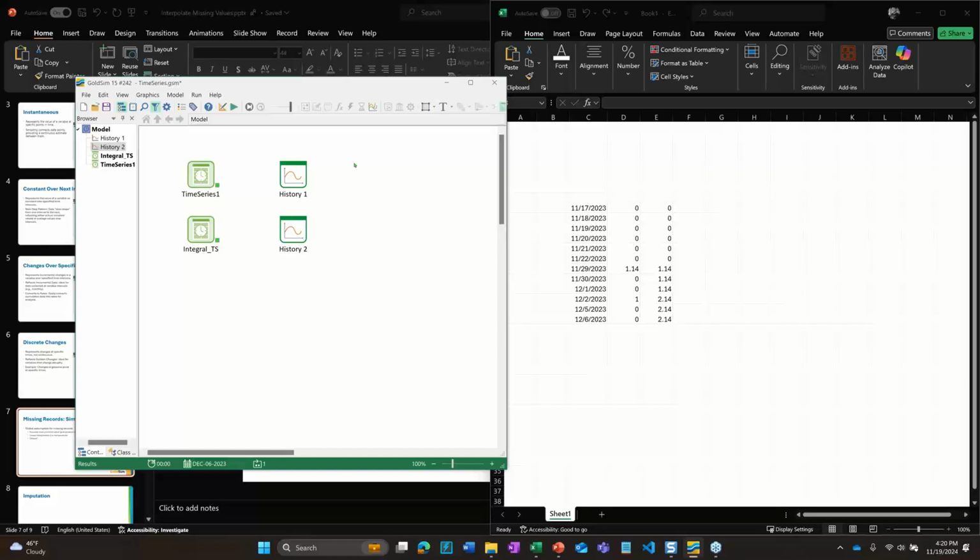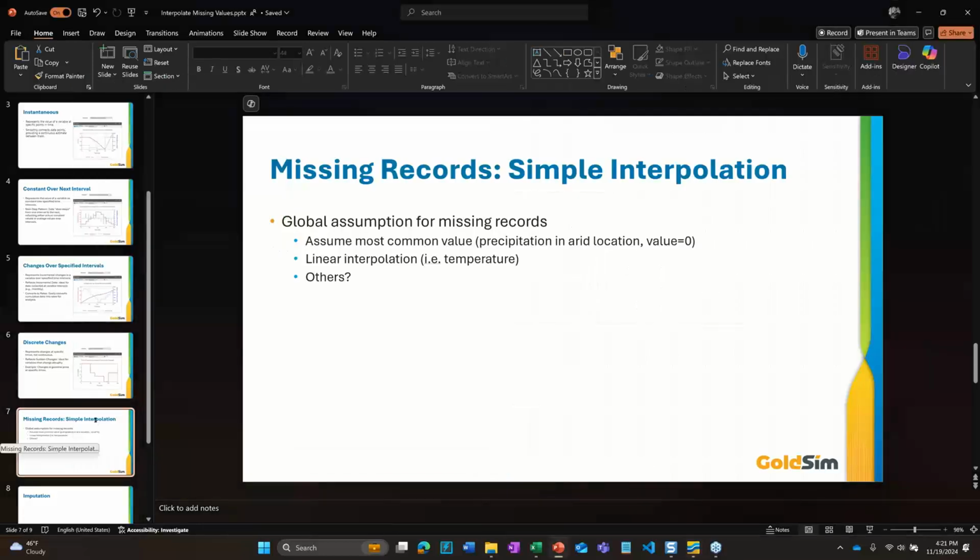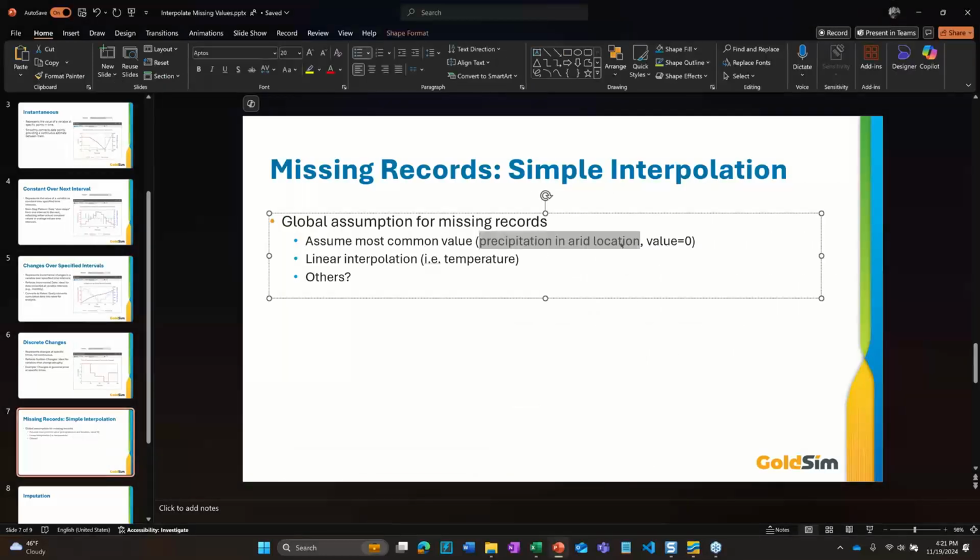But we still have problems here where we are missing records. We don't know what happened on those days. And so is it a correct assumption to say that it's 0 if there's no record there? In the case of sparse data or information that is commonly 0, and sometimes not, then it might be somewhat safe to say, well, if we don't have a record, let's just assume 0. So that would be a case for, like I said, precipitation in an arid location where the value is most commonly 0. Then you could say, well, if we're missing records, let's just say 0.